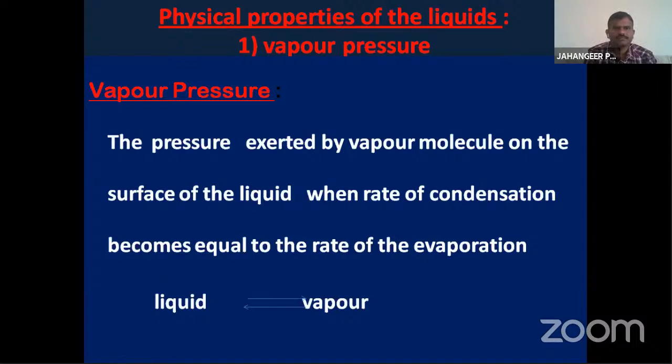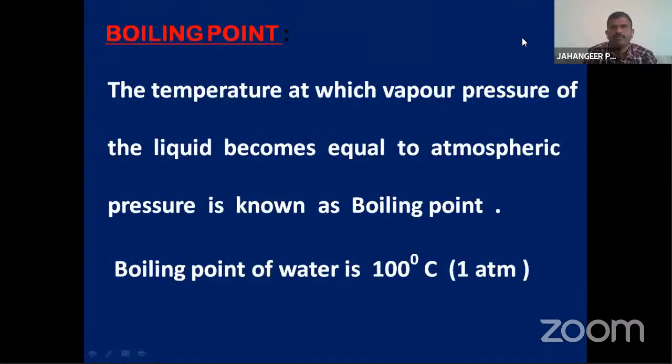Next one is boiling point. Boiling point means the temperature at which the vapor pressure of a liquid becomes equal to atmospheric pressure. It is known as what? Boiling point. The temperature at which the vapor pressure of a liquid becomes equal to the atmospheric pressure.